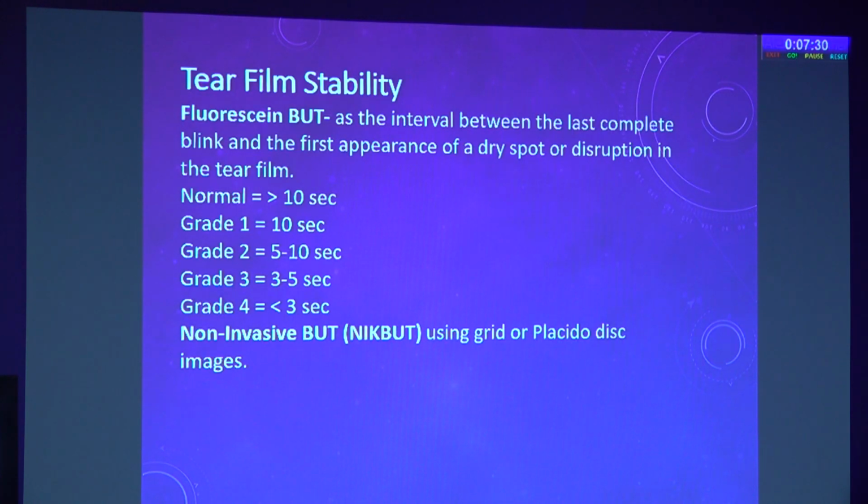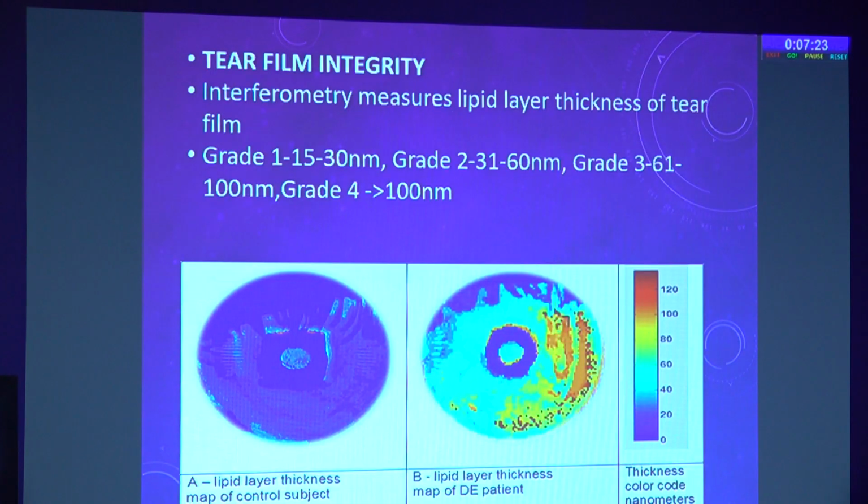There is a non-invasive tear film breakup time we can use, which can be done using a grid or Placido disc images. How do we measure the tear integrity? Integrity can be measured by interferometry, that is, lipid layer analysis, which gives color-coded interferences. According to that, we see the tears uniformly blue in color, with fewer nanometers of thickness, like a normal eye. As in dry eye, the lipid layer thickness increases, and the intensity of the color and the nanometer thickness increase from grade 1 to grade 4.